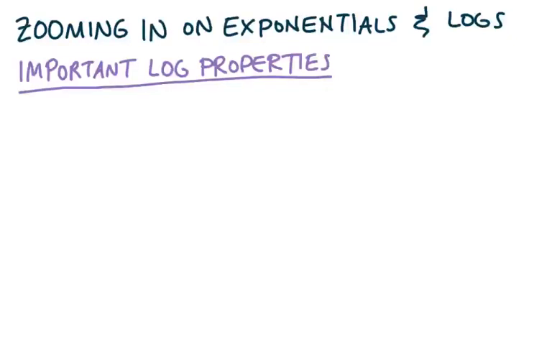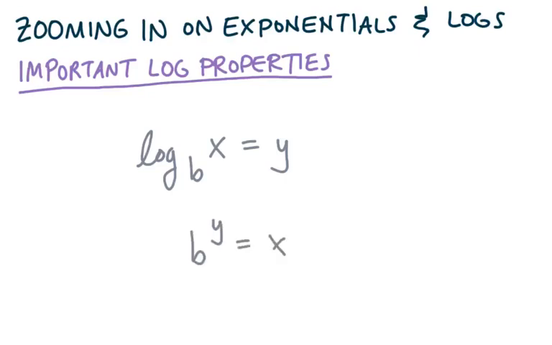In our last video, we stated some important log properties, so I'm going to quickly restate those here and leave you with a few new ideas as well. Last time we saw that log base b of x equals y can be rewritten as b to the y is equal to x. We call this first form the logarithmic form of the equation, and we call the form underneath the exponential form of the equation.